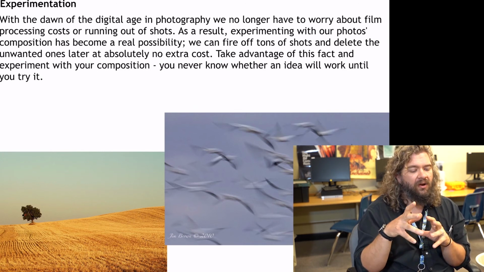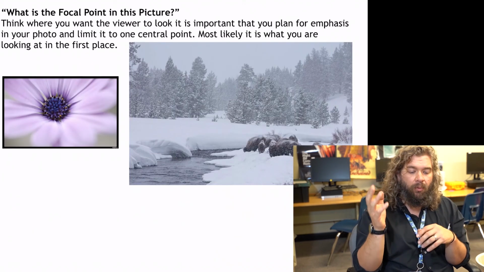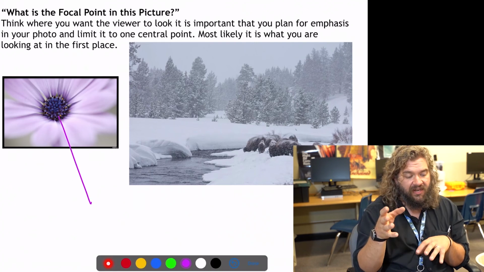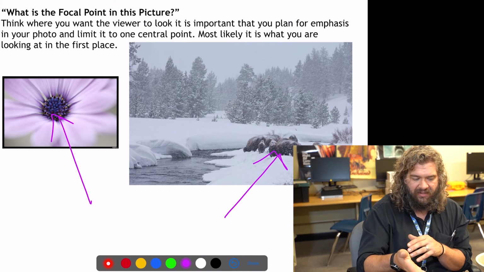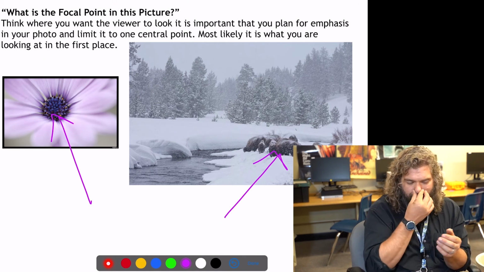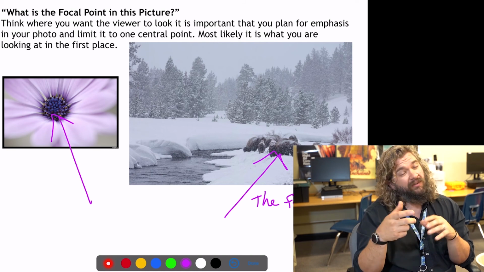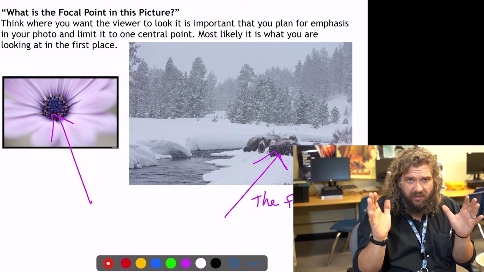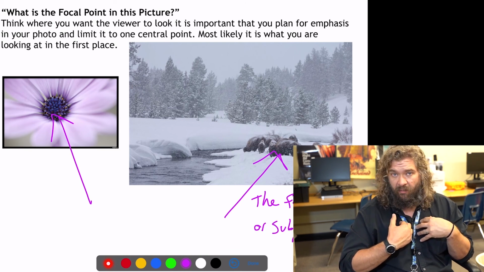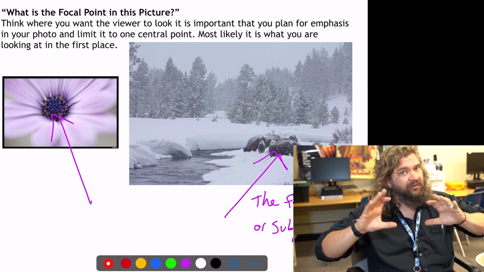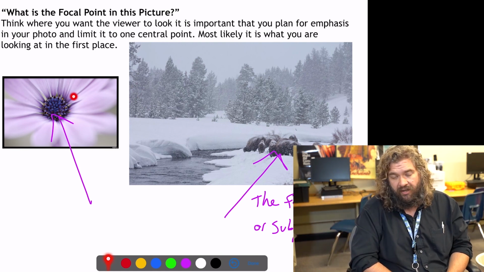Think where you want your viewer, me, or whoever's looking at your pictures, to look. It's important that you plan for emphasis in your photo and limit it to the central point. In one case, it's the buffalo. In the other case, it's the center of the flower. Okay? Most likely, what you are looking at in the first place is your focal point. So think about every picture you take. What do you want me, the viewer, to see? What's the most important thing you want me to see? And how can you use all the rules of composition to draw my eyes to it, making your picture stronger and more attractive?